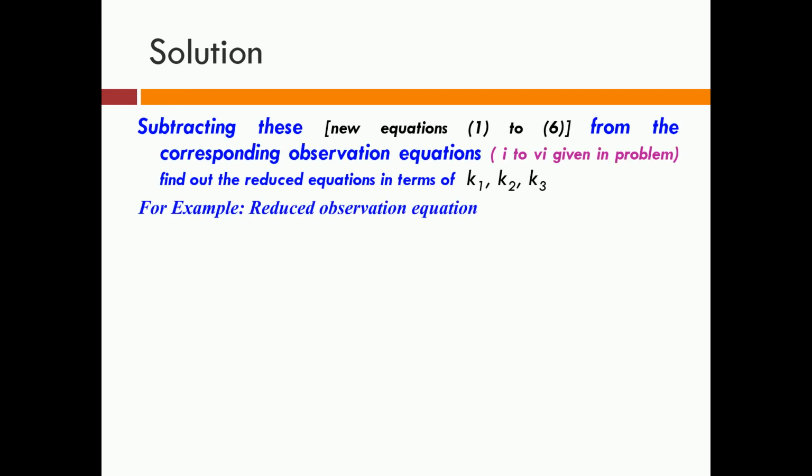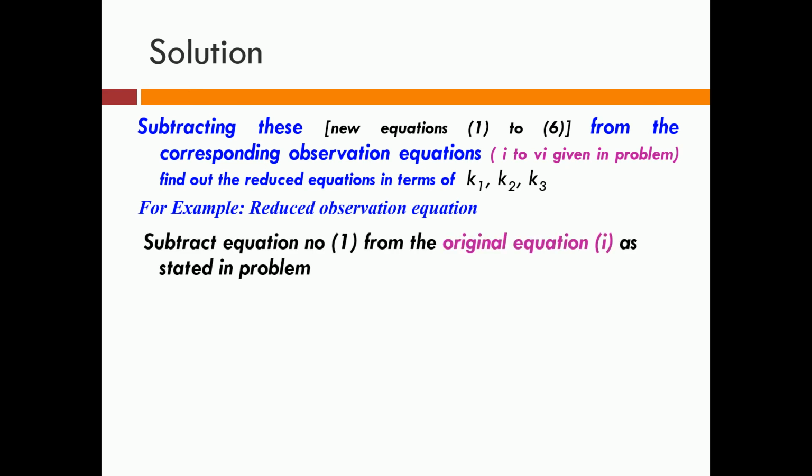So you will get the reduced equations in terms of K1, K2 and K3. For example, I have taken only one example. So if you subtract this new equation 1 from the original equation, I have used different nomenclatures for the original equation and the newly formed equations. So subtract these equations from the original equations.